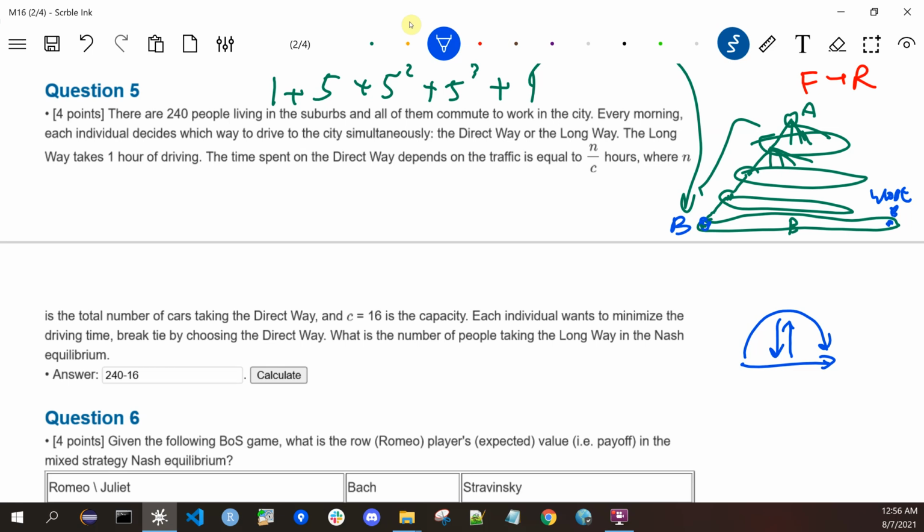So in the vaccination and the pollution case, if we set up the equation that way, most likely we will not be able to get an integer. That's why we set up two sets of inequalities. Here, if we set them up, it will just be n divided by c, c is 16, is equal to 1 hour. So we directly know that n is 16. So in equilibrium, there will be 16 people taking the direct way. And the question is asking about how many people are taking the long way. So the total number of people subtracting the people taking the direct way. So that's the answer here.